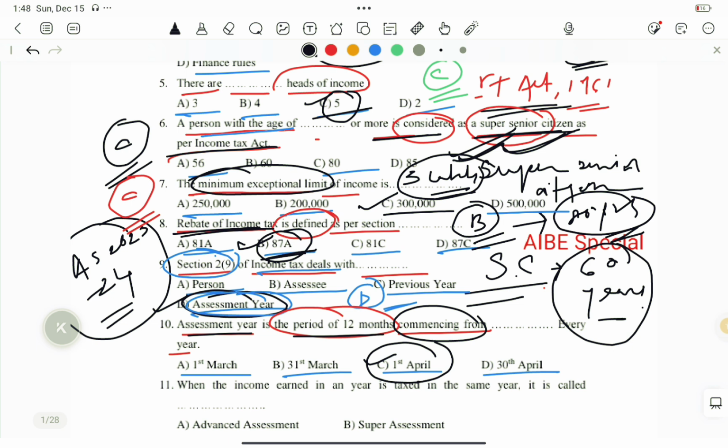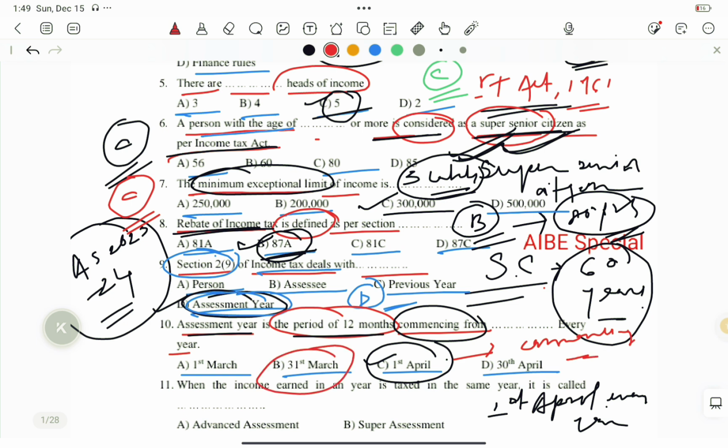every year and ending on 31st March. That means commencing from 1st April and ending on 31st March. Okay, so in this case the correct option would be option C. Okay, so now moving to the next question.